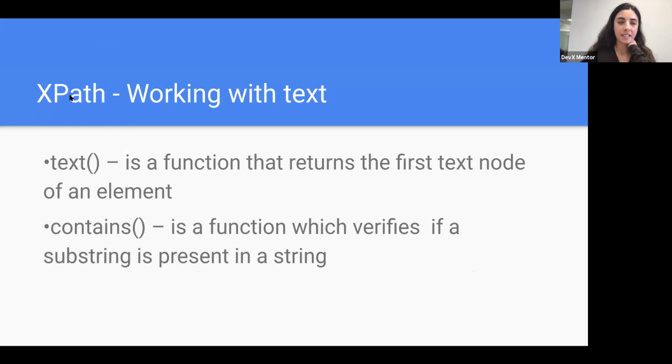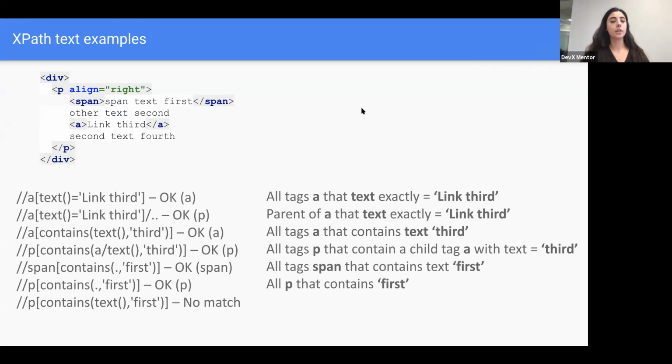So how does XPath work with text? Text is a function that returns the first text node of the element. Also, we can find it with contains. Contains is a function which verifies if a substring is present in a string. So here we have some examples. Here's the code. And here we have, from the first one, all tags A where the text exactly equals link third.